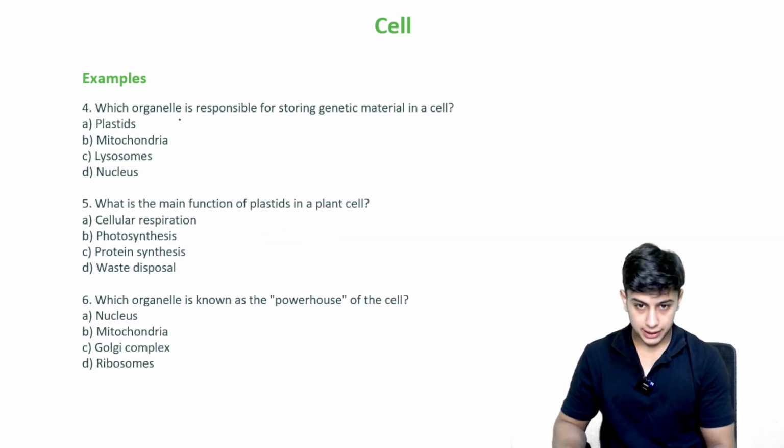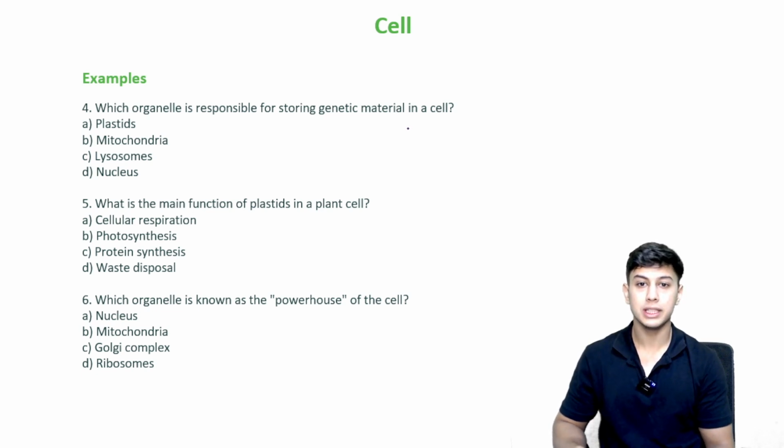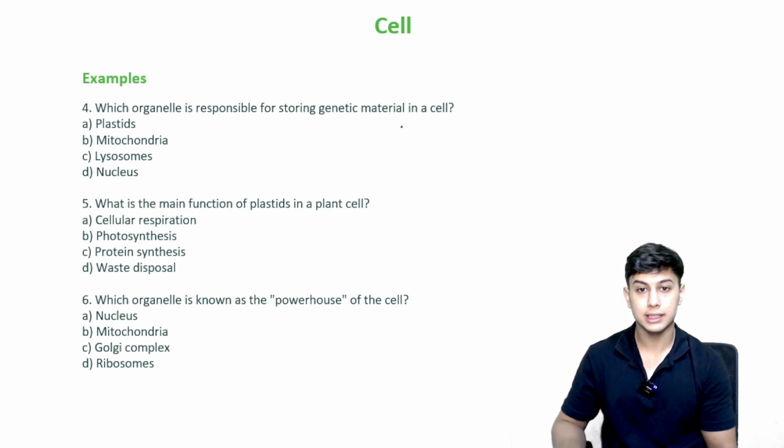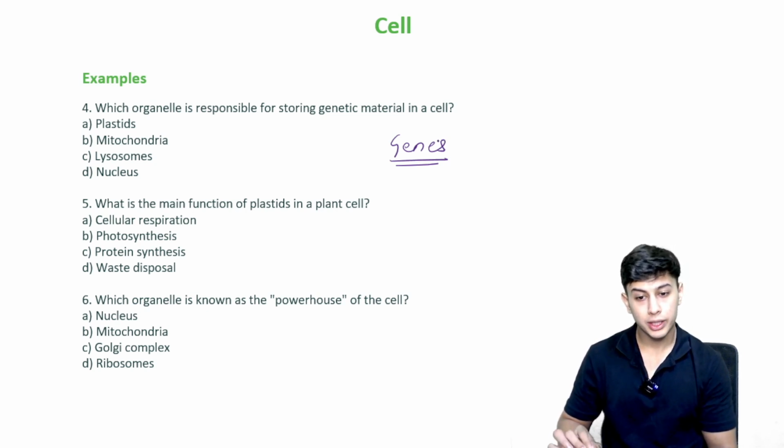Which organelle is responsible for storing genetic material in the cell? So what was genetic material? That holds the information about how the next cell should be formed. The genes. What does genes mean? It means, for example, your father and you have some similar traits. How did those traits come inside you? The facial features or the height, the weight, how your nose looks, how your eyes look, they come from your parents.